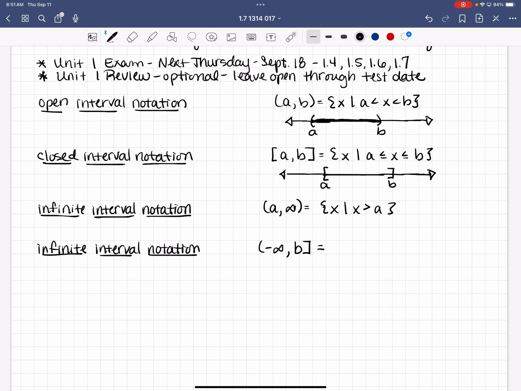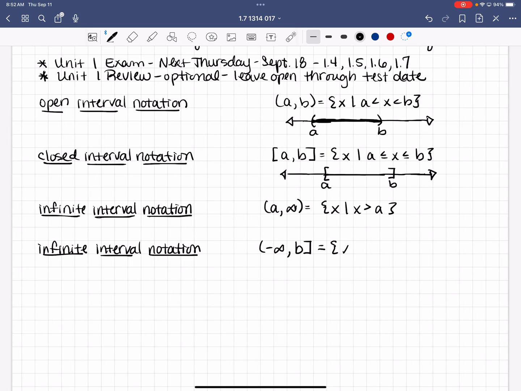Okay. So we can also combine that bracket in infinite interval notation, and we're going to have something like X such that X is less than or equal to B.